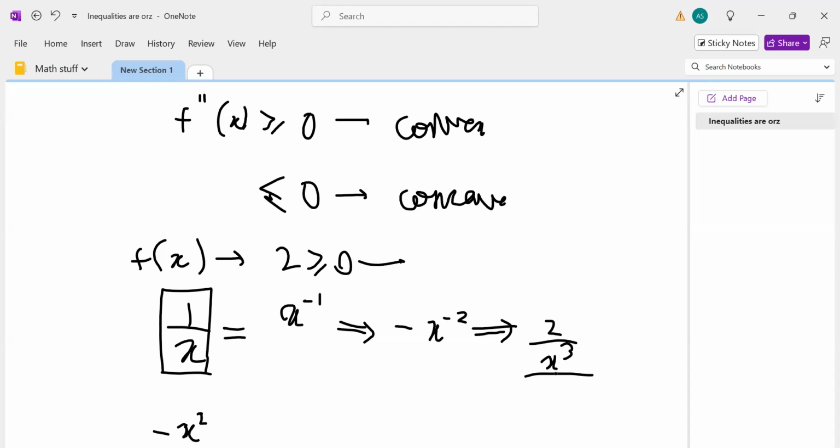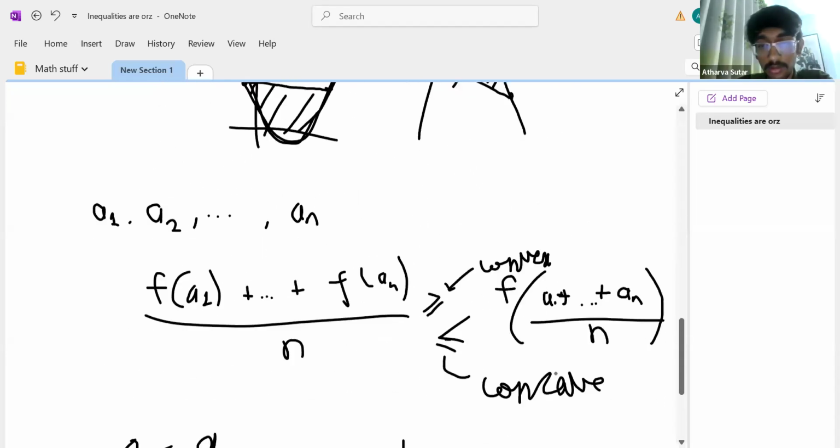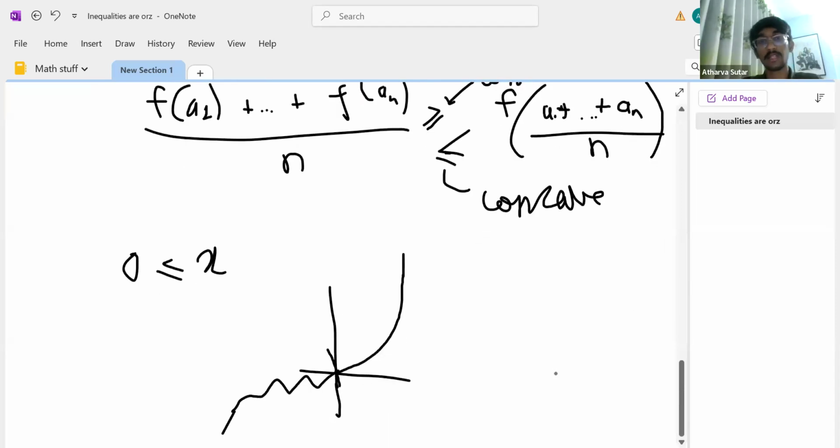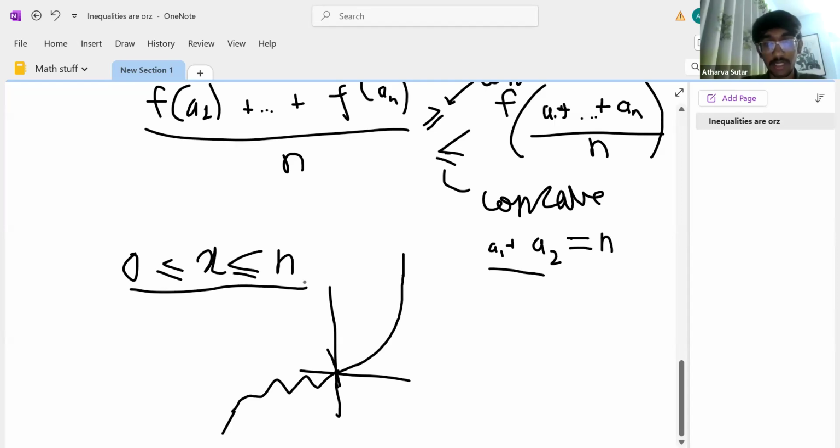Okay, so you can define a function as convex or concave for ranges, and this is quite helpful. For example, in some problems, if it's given that a1 plus a2 and so on is equal to n, then you know that each a is less than or equal to n and greater than or equal to 0. So you get this kind of range for x. If we just prove that the graph is convex for this certain range, then we'll be done with the problem, right?